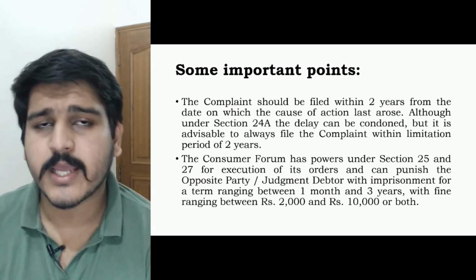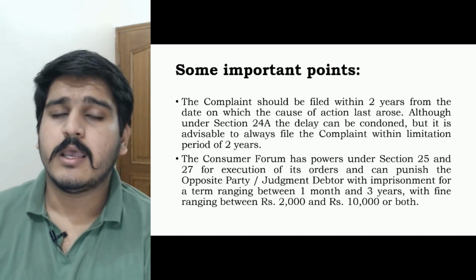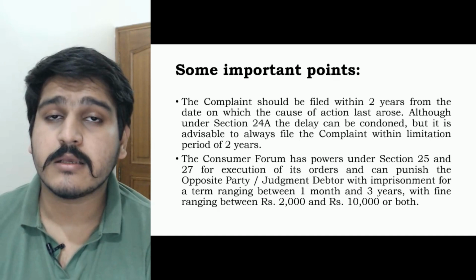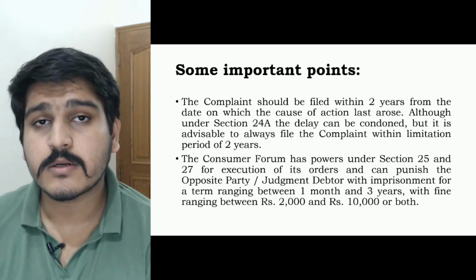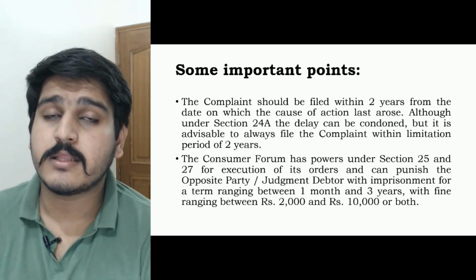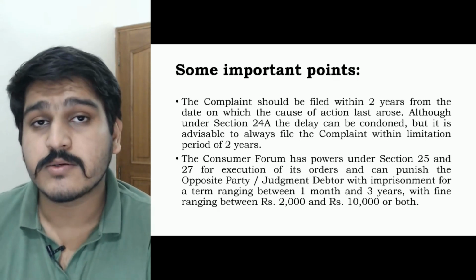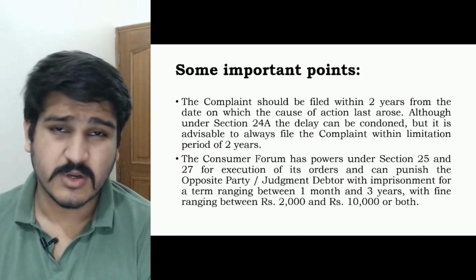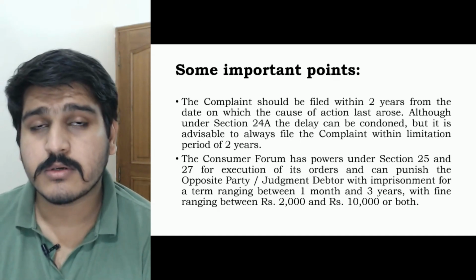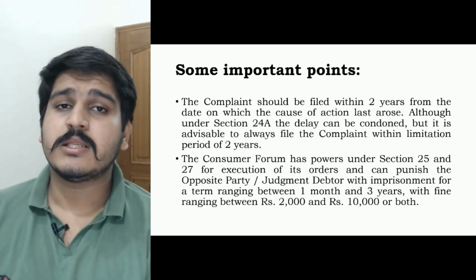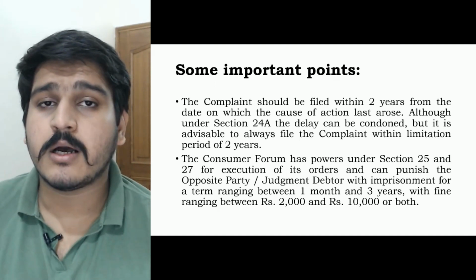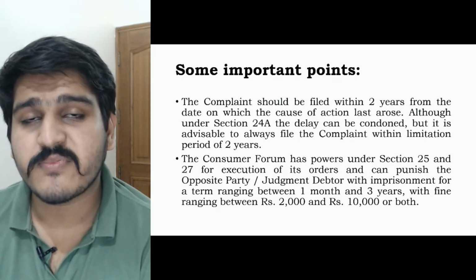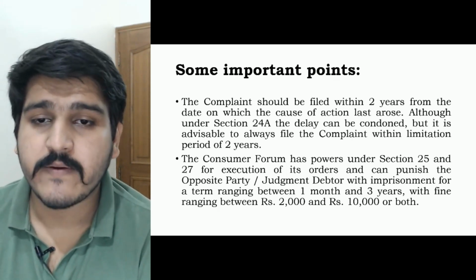Let us presume that the case goes in your favor, and a 3-month time period is given to the opposite party to comply with the order of the Honorable Consumer Court, but the opposite party has failed to do so even after 3 months. So what remedy is available to you? Should you go into appeal, or should you go to the same court? The appropriate remedy available to you would be to file an execution application before the Honorable Court under Section 25 and 27.